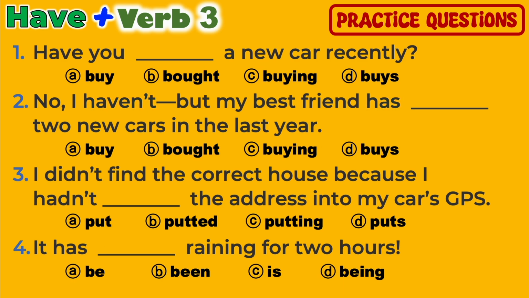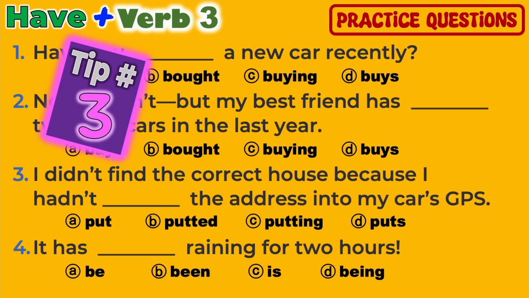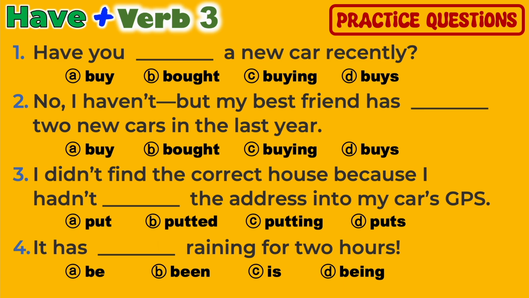On to number 3. I didn't find the correct house because... Hey, let's take a quick look at what we just read. Do you remember tip number 3? In tip number 3, we learned about do family plus verb 1. Hey, look at this one in number 3. Didn't is from the do family. So after didn't, we have find. That's didn't, find, do plus verb 1. An example of that grammar we studied in tip number 3. Okay, we got that. Let's go forward.